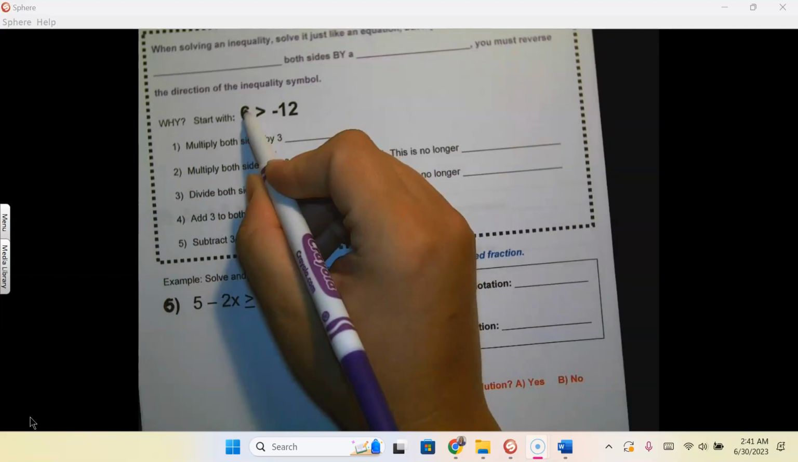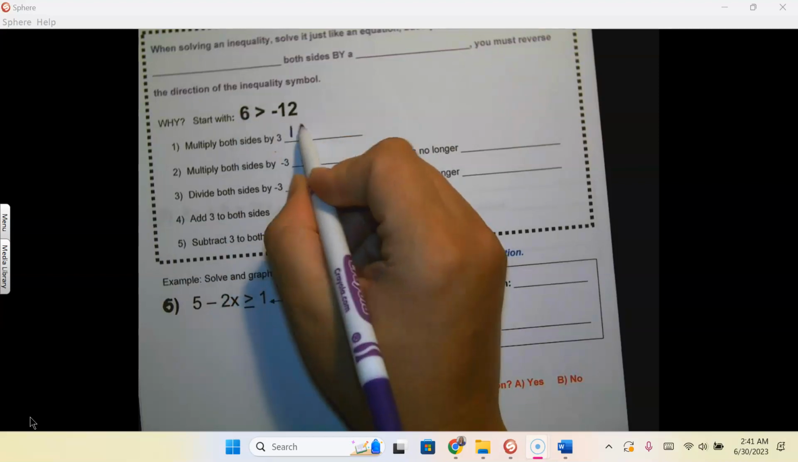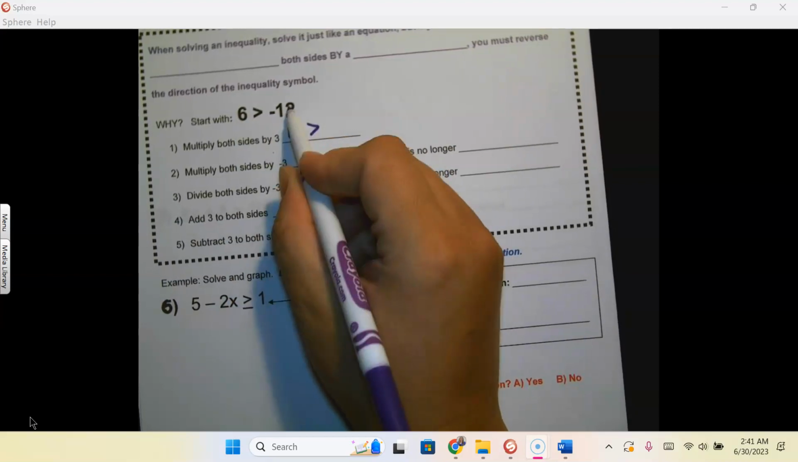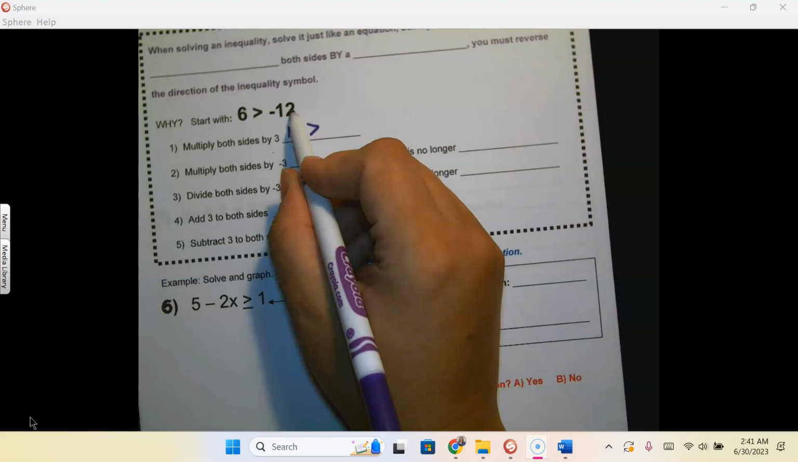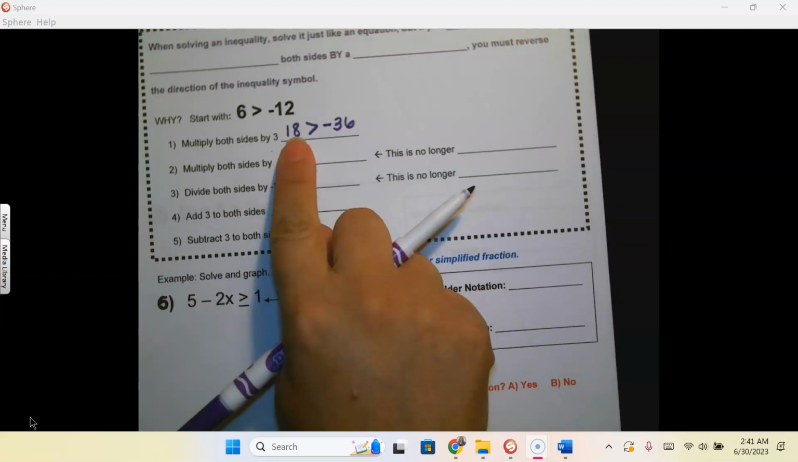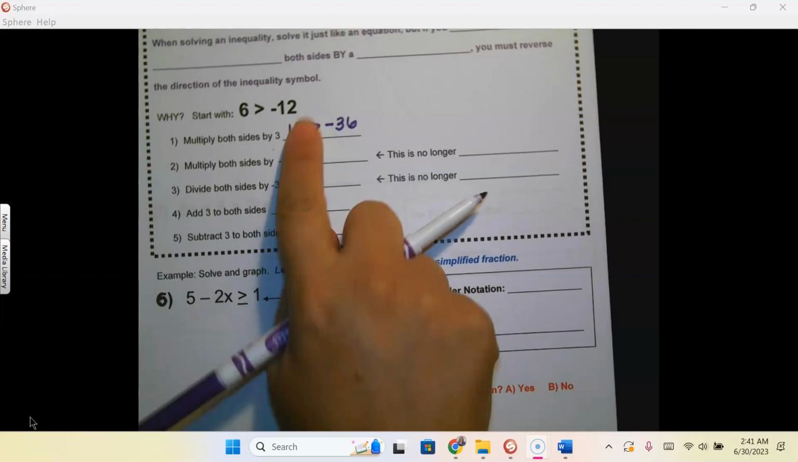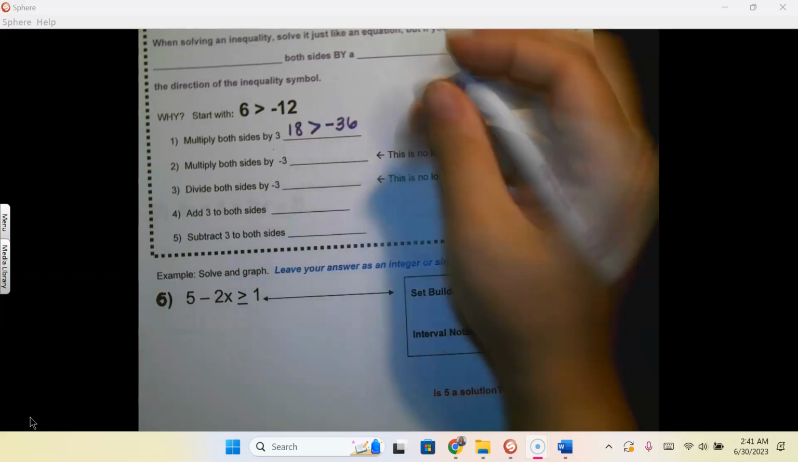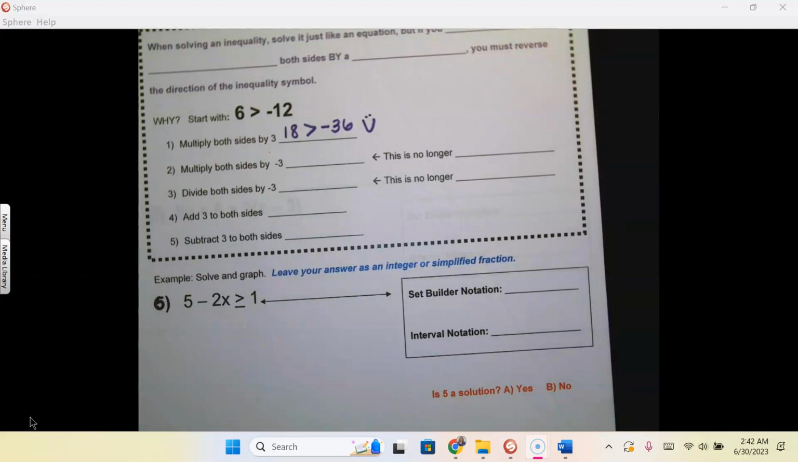If we multiply 6 by 3, that's 18. And if we multiply negative 12 by 3, that's negative 36. So if we read this, it says 18 is greater than negative 36. Yes, it worked. So I'm able to multiply an inequality by a positive 3, and we're good. It still makes a true statement.